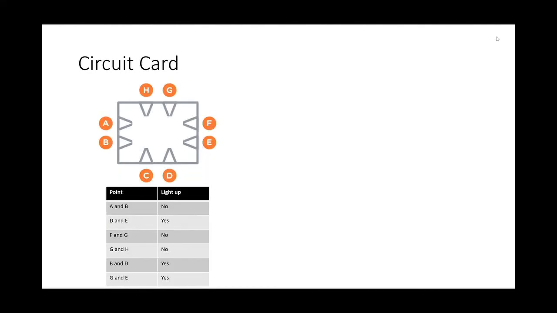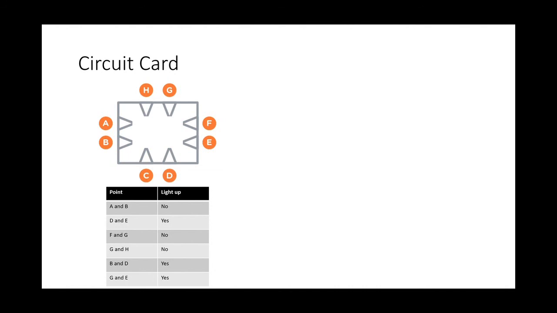Another popular question that usually comes out for exam is your circuit card. Circuit card basically has two sides. One side only shows you the points like this. They'll probably put a name to it: A, B, C, D, E. On the other side is where you can see all the wires connected. During exam, they only show you the side that is not showing you the wire. So, based on which points when joined will light up the light bulb, you have to think how the wire is connected at the back.